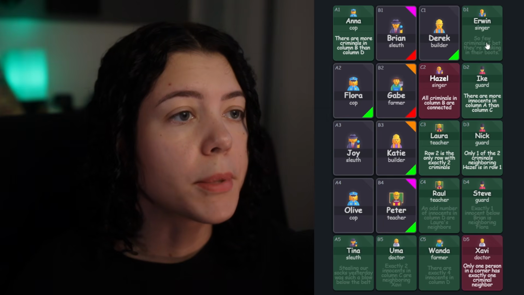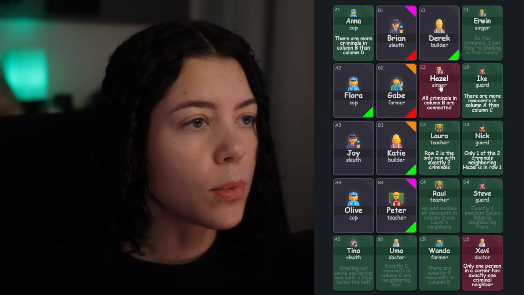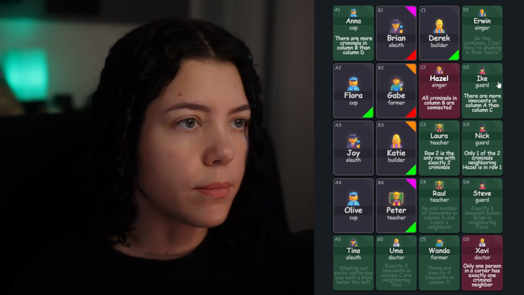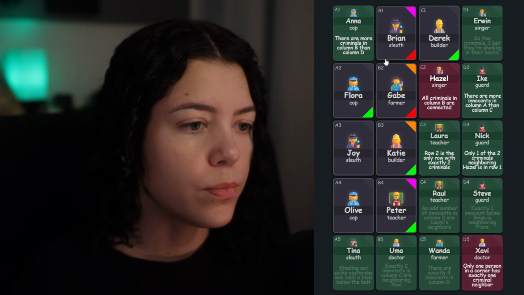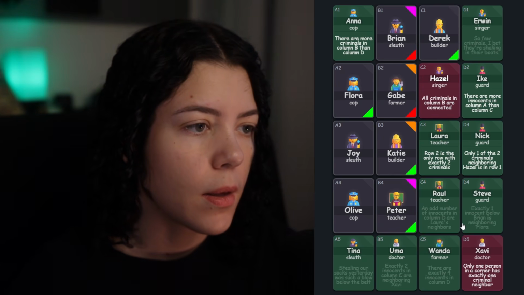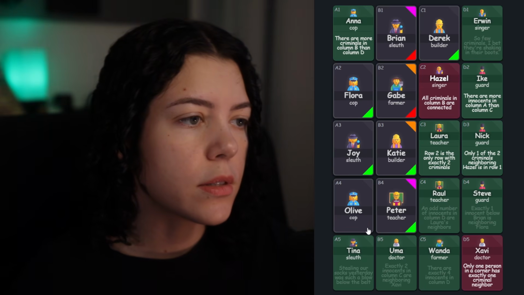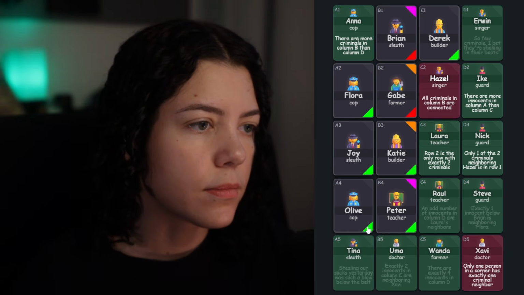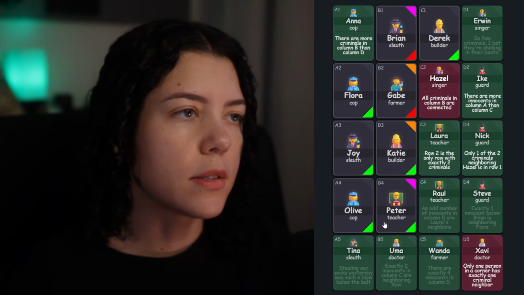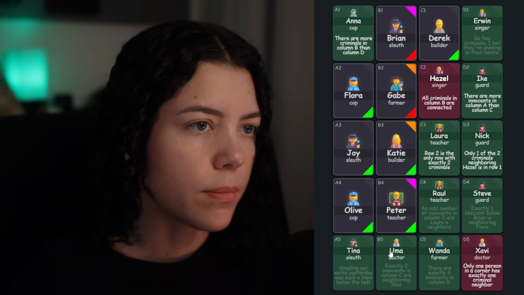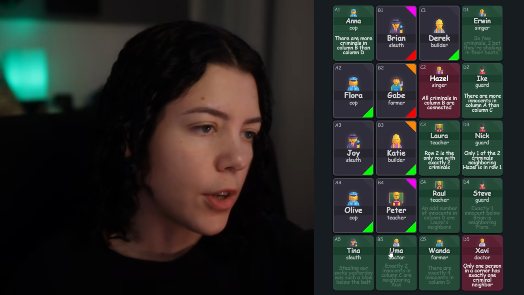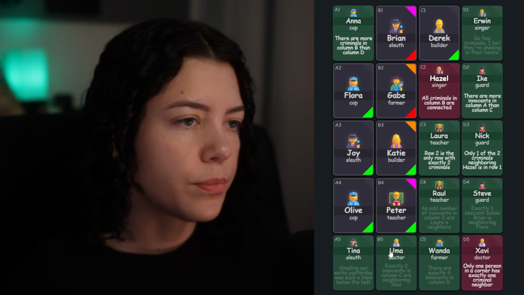Now, Erwin is the person who has one criminal neighbor only. Anna has two, Xavier has none. If everybody else here is an innocent, that's okay. Tina doesn't have one innocent or one criminal neighbor only. So that's great. Puzzle solved.